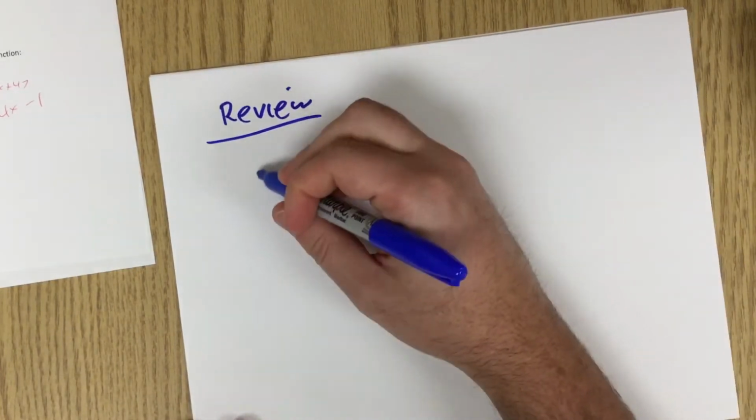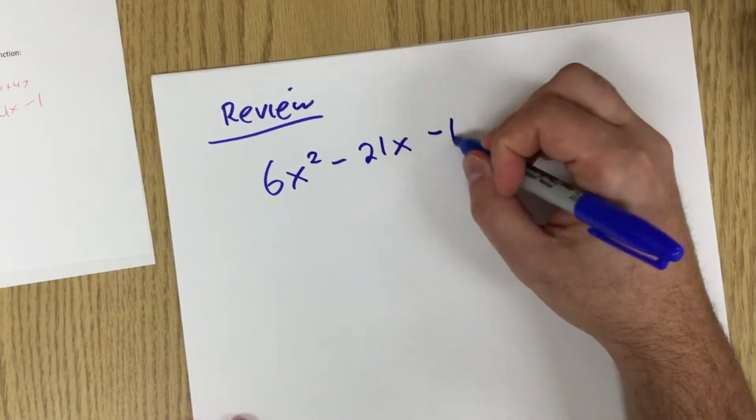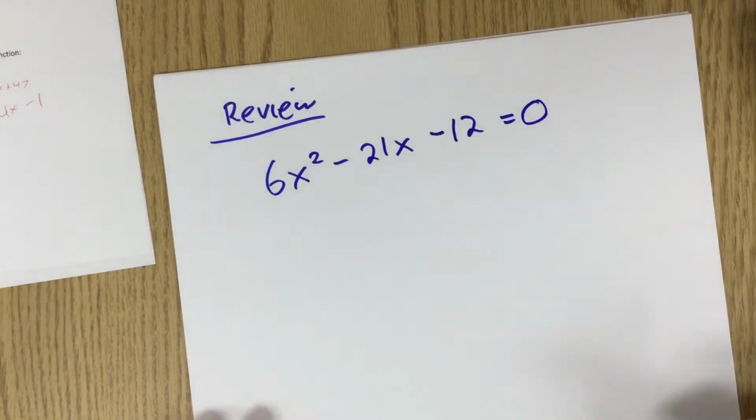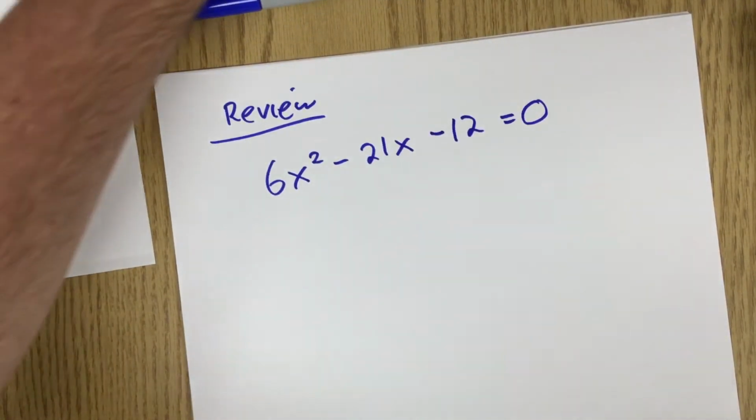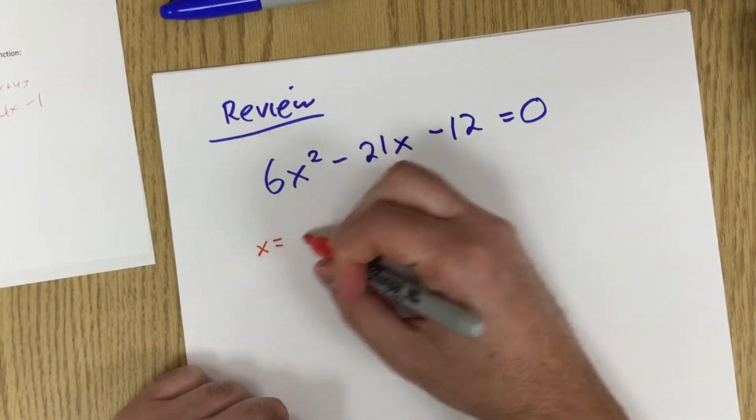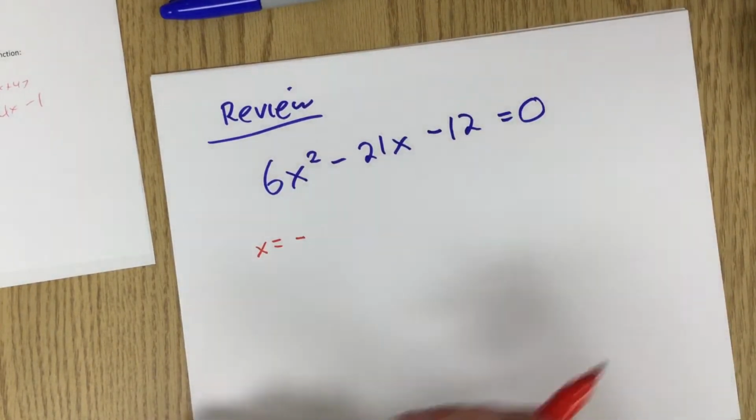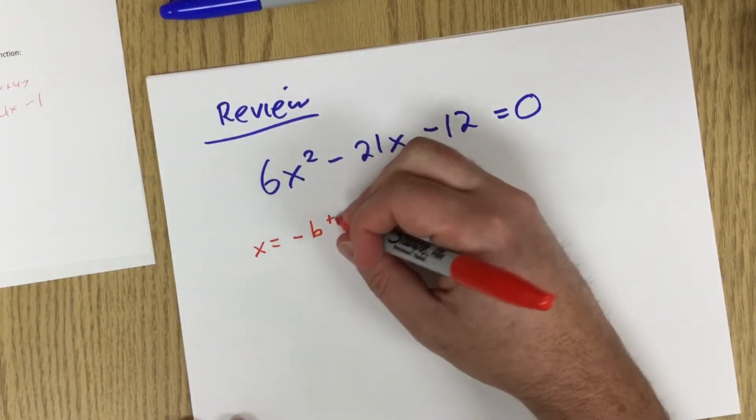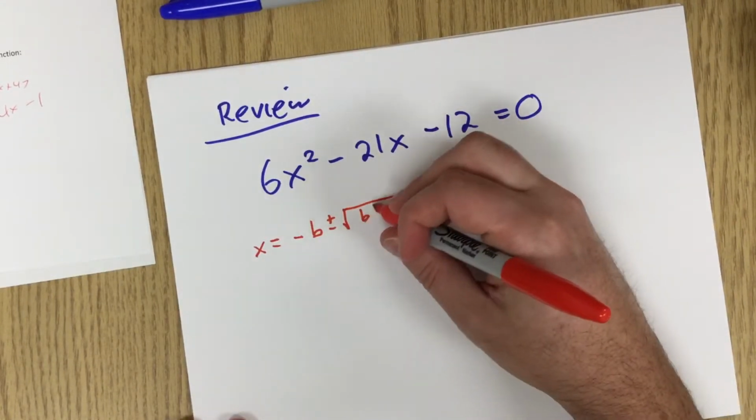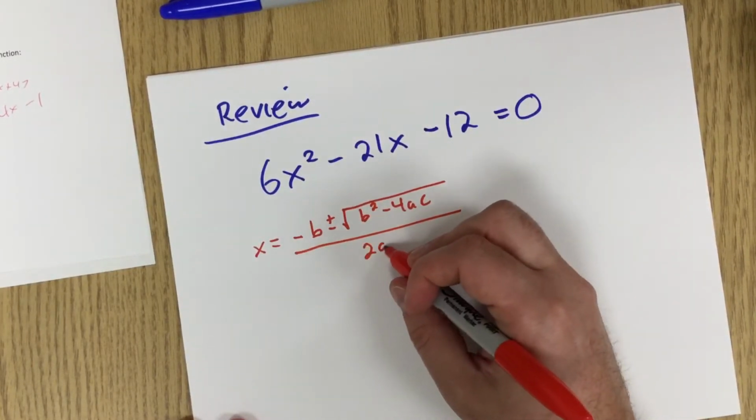So the first review is: if we have the equation 6x squared minus 21x minus 12 equals 0, and I say solve this, we're going to solve it using the quadratic formula. The quadratic formula, as you may or may not recall, is, assuming you have ax squared plus bx plus c equals 0, as long as you have it in that format, x is minus b plus or minus the square root of b squared minus 4ac, all divided by 2a.